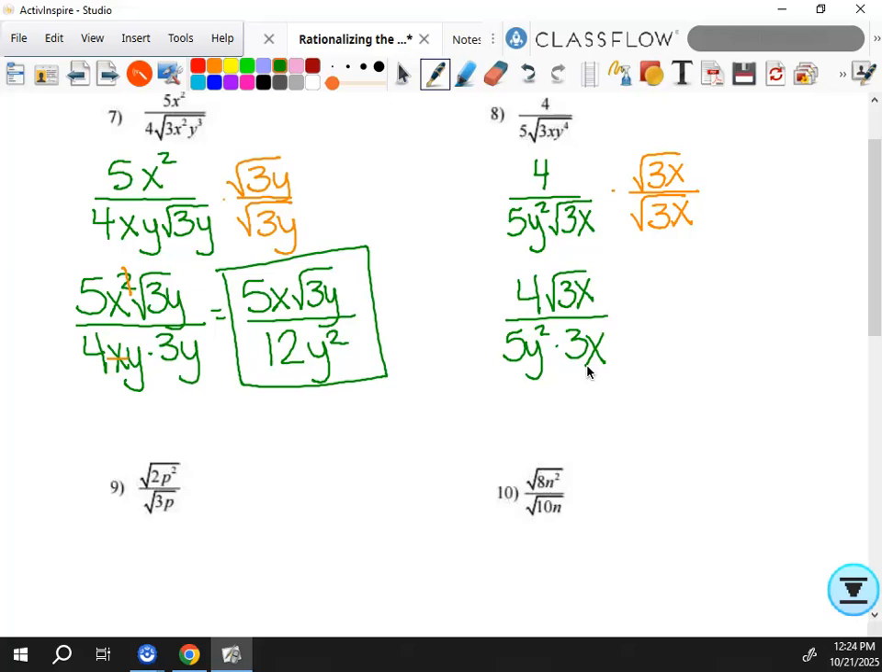Anything I can simplify before I clean up the denominator? No, right? There's nothing I can cancel out. So this just becomes 4 square roots of 3x over 15xy squared. If you put y squared times x, that is okay. The way you'll normally see things and kind of the proper way to do it is to put them in alphabetical order, but it's not the end of the world. It's not wrong if they're mixed up.